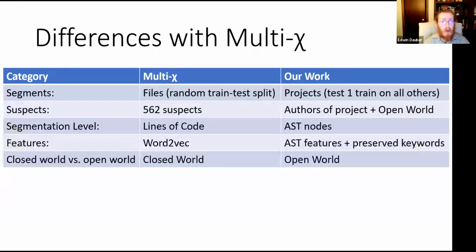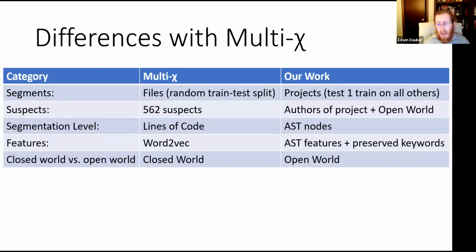Finally, we look at what we were actually segmenting and how we were building our training set. In multi-chi, they were segmenting individual files, and their train test split was a random selection of files. This is a normal procedure. We did this in Git Blame Who, and it makes up for the fact that it's very difficult to build training sets for authors in the wild. However, this does allow for the possibility that related files could be split between the training and test set.